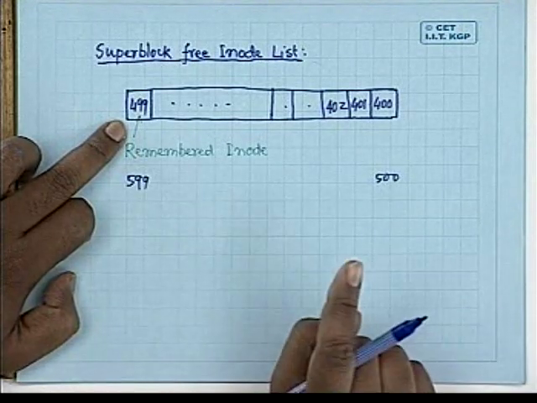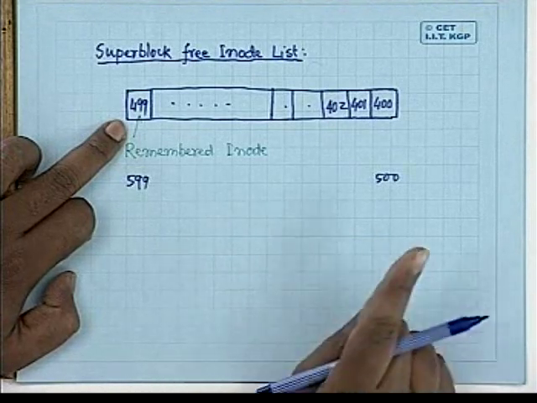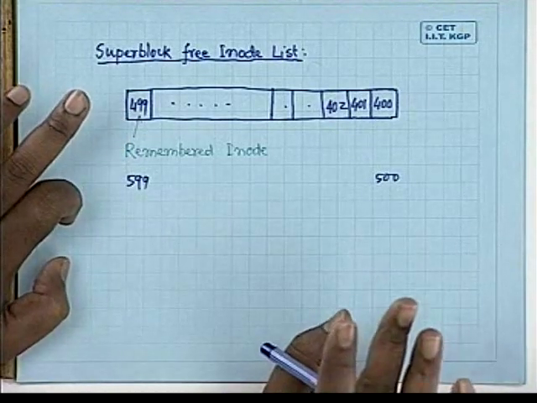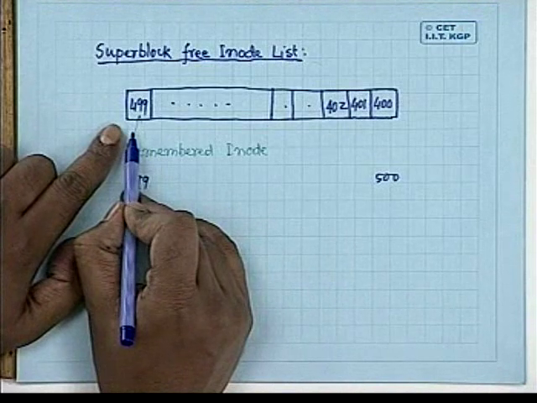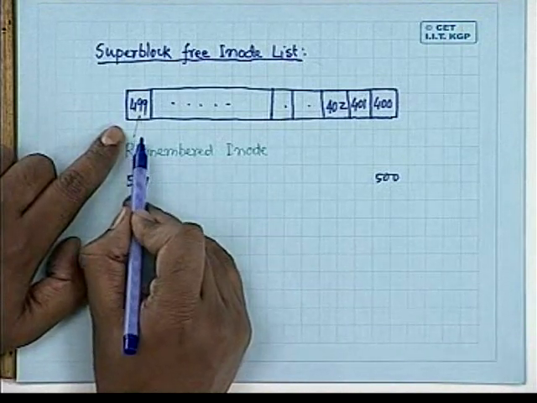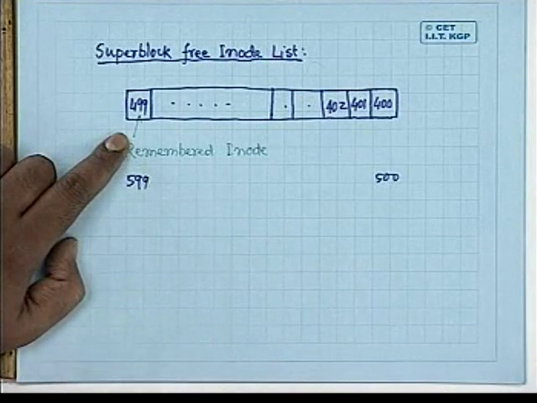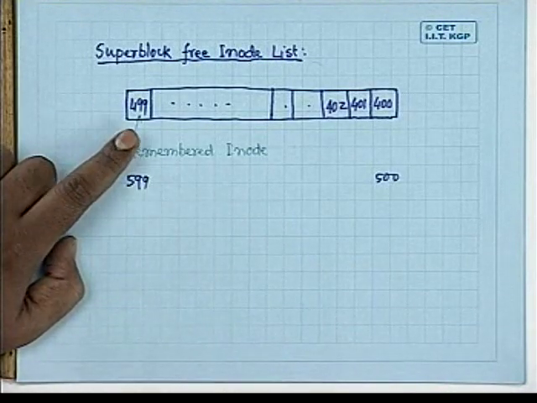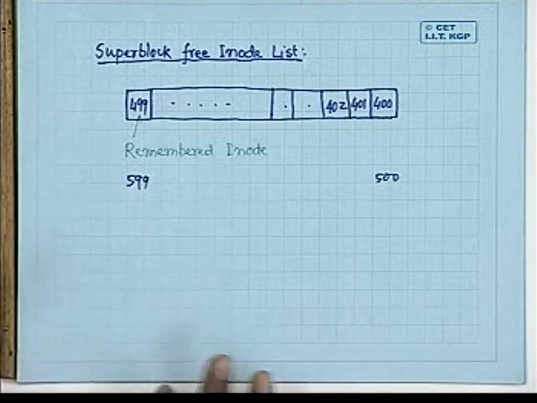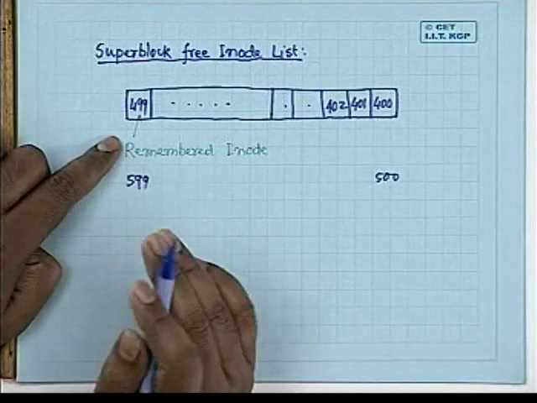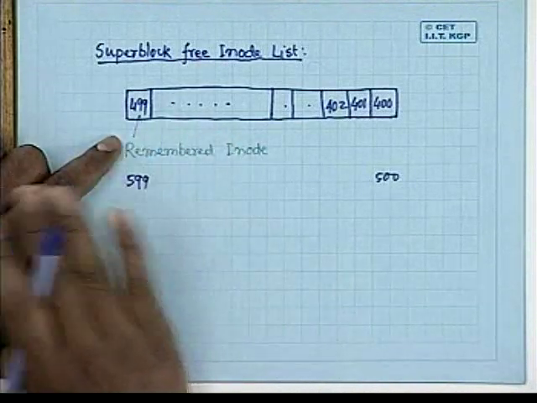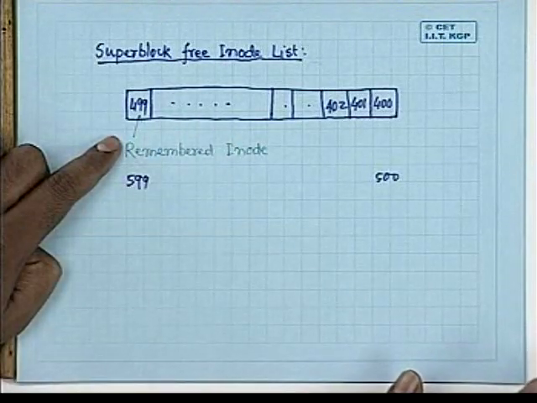So given an inode number, I can always find out the block number which contains that inode. So if I know the remembered inode, I can very easily find out the block number which contains the next free inode, which is likely to contain the least free inode. That may not always be true because inodes will be allocated and unallocated, so it may be quite haphazard, but once I know the remembered inode, it is quite likely that the free inodes will be available after that, right?